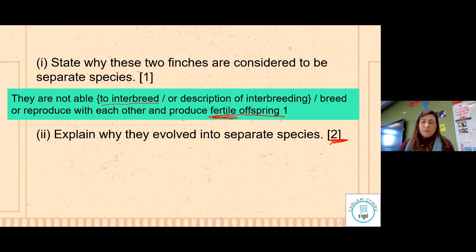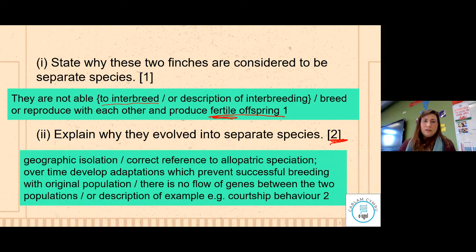Explain why they evolved into separate species. If you're not ready, press pause. So you can refer to there having been geographical isolation, and you can say there has been allopatric speciation. Over time they develop adaptations which prevent successful breeding with the original population, or there is no flow of genes between the two populations. This is sort of what I tend to say. It's less wordy. So there's been no flow of genes between the two populations, which means there's allopatric speciation.